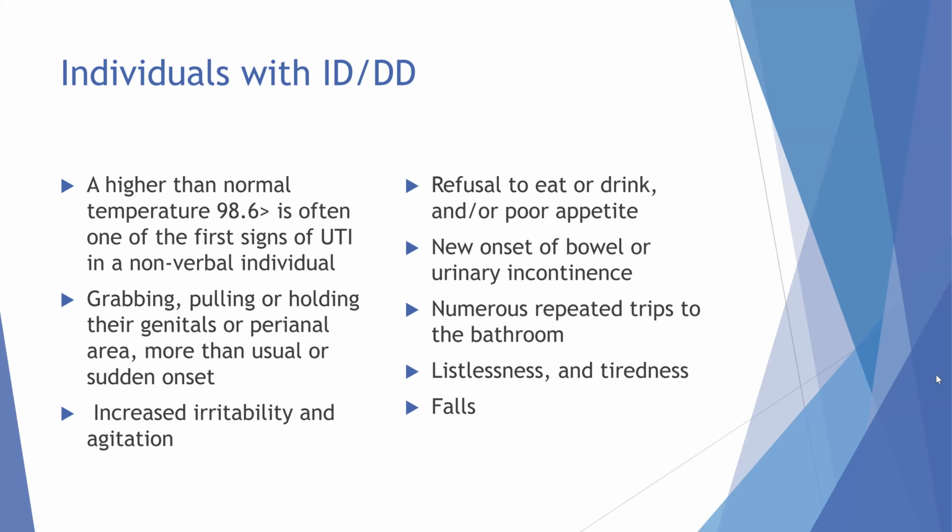I know Jen mentioned some of the signs and symptoms that we might see with an individual and some risk factors in the population that we serve, but another thing to keep in mind is a higher than normal temperature might be one of the first signs that someone's developing a UTI, especially in someone who is nonverbal and can't tell you that something's hurting. Also watch for any grabbing, pulling, or holding of the genital area more than usual, or if it's something new that they've never done before.